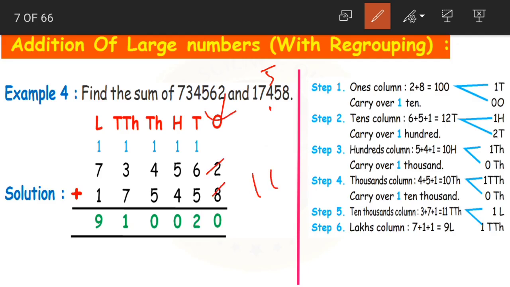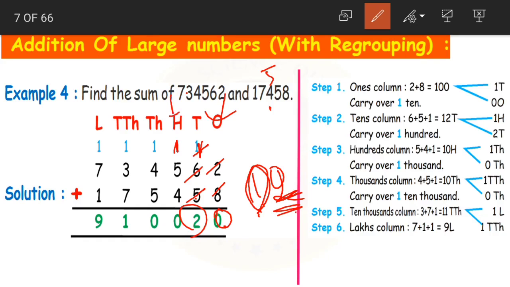2 plus 8 becomes what? 10. Now how do we write it here? The digit in ones place, that is 0, will be written here. And the digit in tens place, that is 1, will be carried to the next place. Yes. Now coming to the tens, we are having 1 plus 6 plus 5. 1 plus 6, 7. 7 plus 5 becomes 12. Again the same rule, right, children? 2 will be written here and 1 which is in tens place will be carried to the next place.